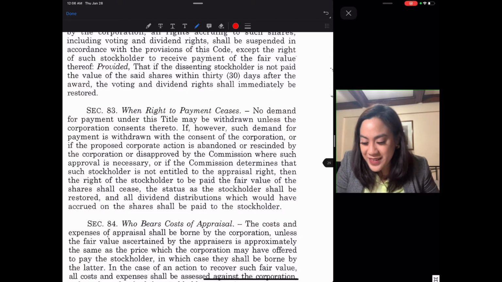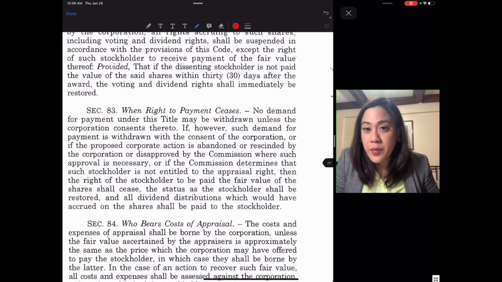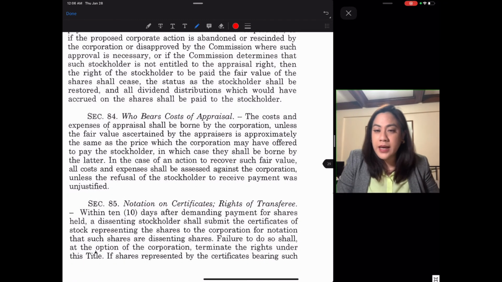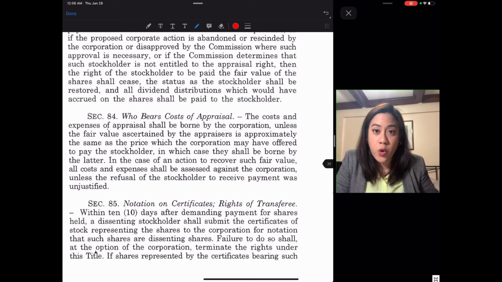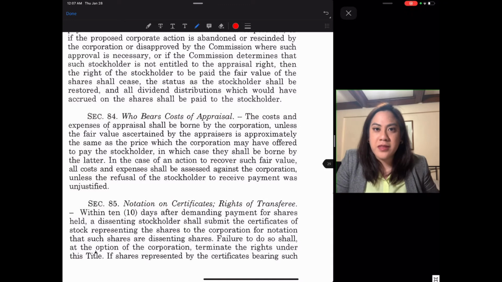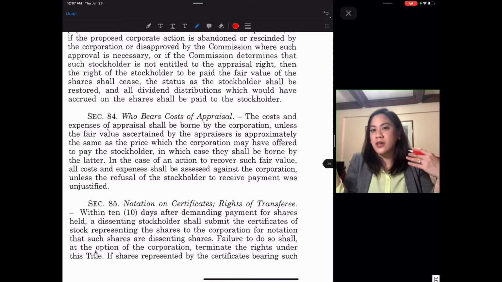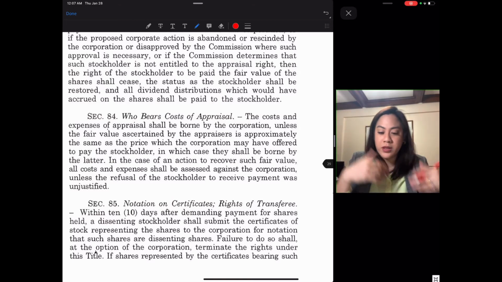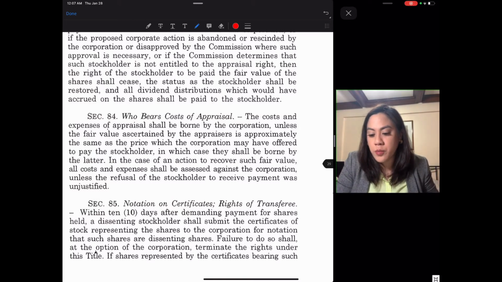Like a breakup. Okay, who bears the cost of appraisal under Section 84? It is the corporation unless the fair value ascertained by the appraisers is approximately the same as the price which a corporation may have offered to pay. And the reason there is because the corporation already gave you an offer, and the dissenting stockholder is kind of the cause of the delay by asking for appraisers. It turns out the value of the appraisers is the same as the one that the corporation initially wanted. It would be unfair for the corporation to pay for that.